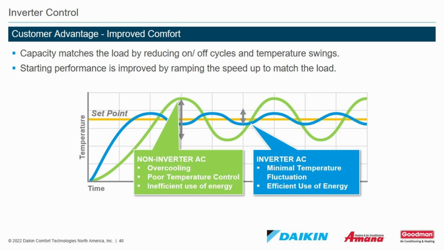The diagram below shows a non-inverter air conditioner versus an inverter air conditioner. Non-inverter air conditioner will cause overcooling, poor temperature control, and inefficient use of energy. An inverter-driven air conditioner has a minimum temperature fluctuation and efficient use of energy.